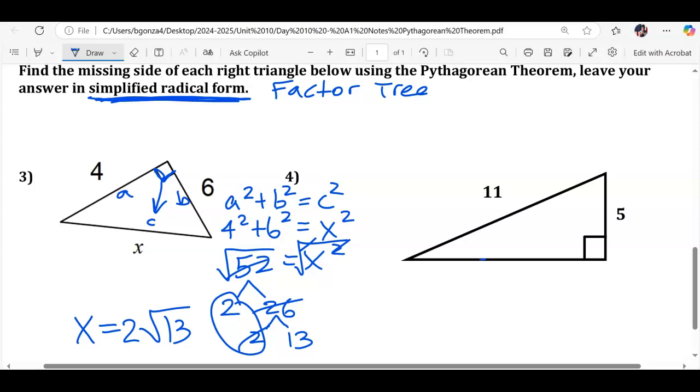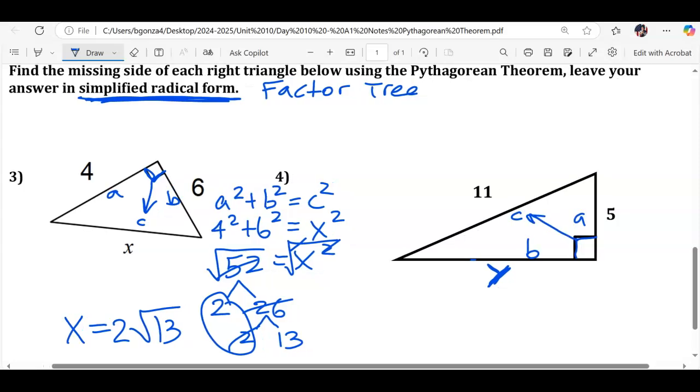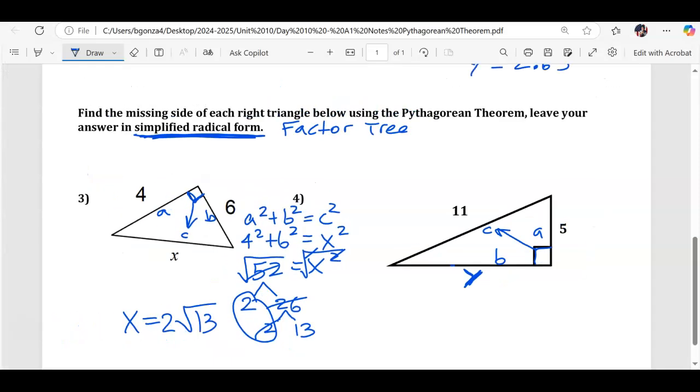Number 4, missing side. I'm going to put a y there. You could put x if you want to, whatever. Okay, don't matter. Here's 90. So I have A, B, and across from 90 is C. So once again, we're going to do Pythagorean theorem. A squared plus B squared equals C squared. A is 5, B is y. 5 squared plus y squared equals 11 squared.